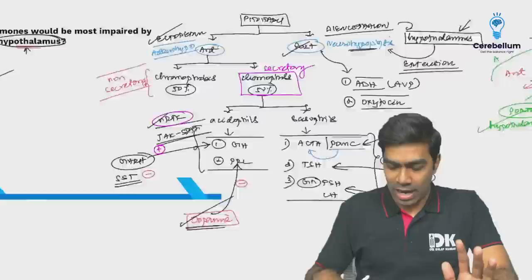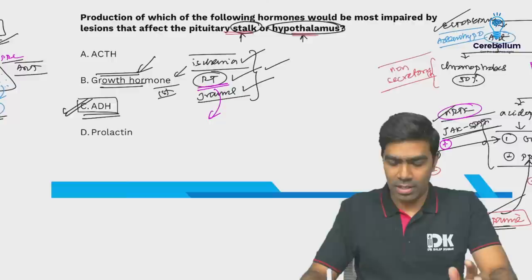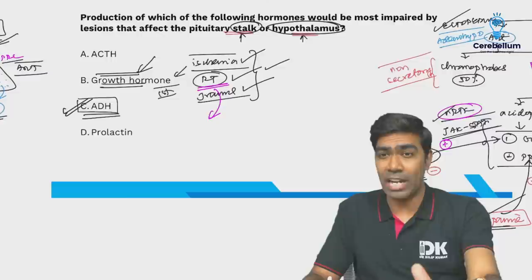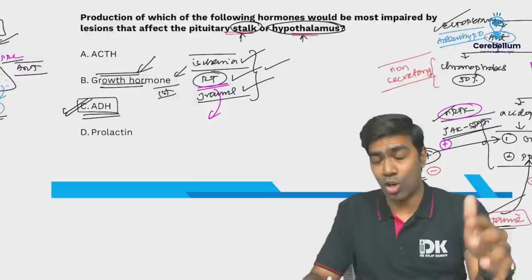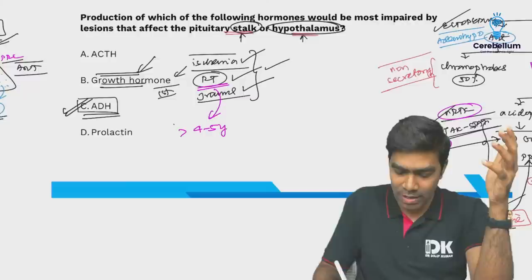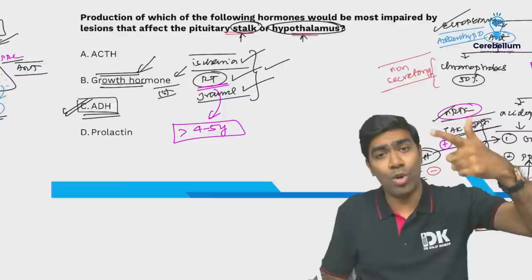And at what radiation doses? I told you about radiotherapy. Radiotherapy is definitely going to affect your pituitary, but how long does it take? Radiotherapy doesn't affect the anterior pituitary hormones that easily. It will take a lot of time. Generally, it takes around 4 to 5 years, or more, to cause hypopituitarism. It will not cause immediate damage. Only after 4 to 5 years will the manifestations start with radiotherapy.